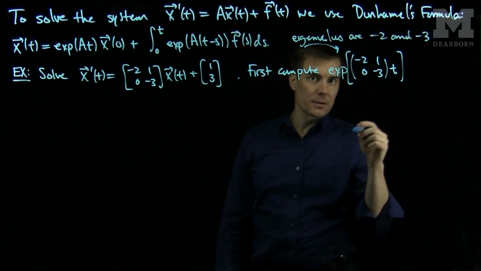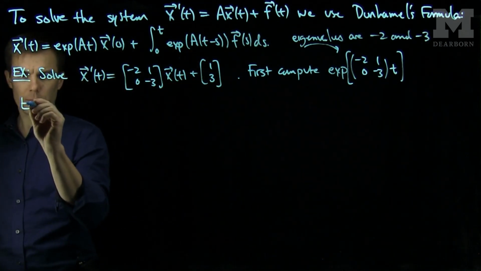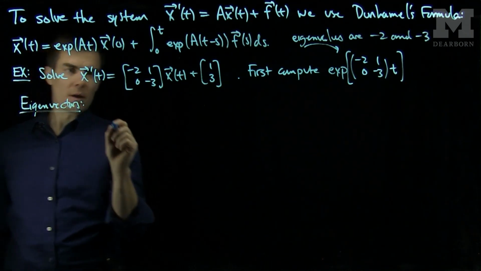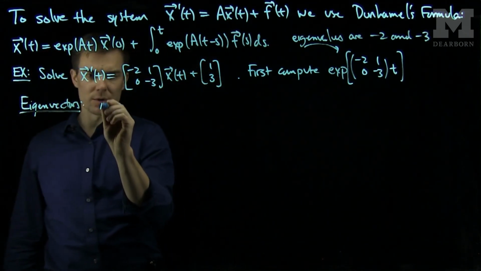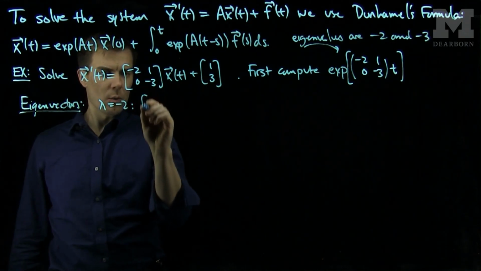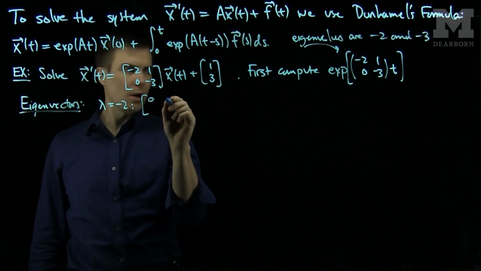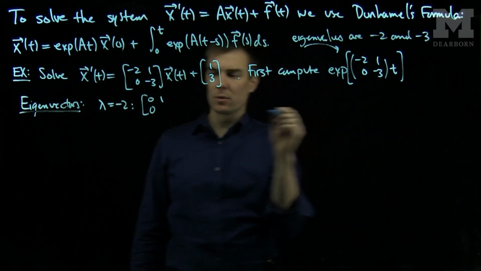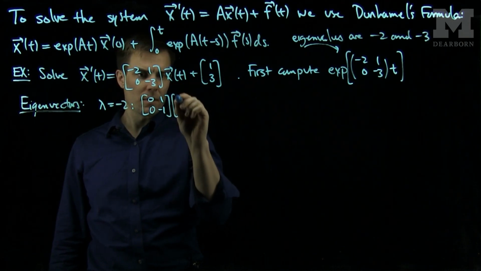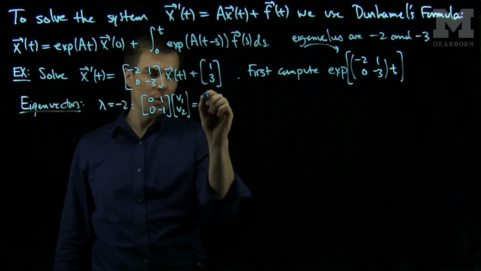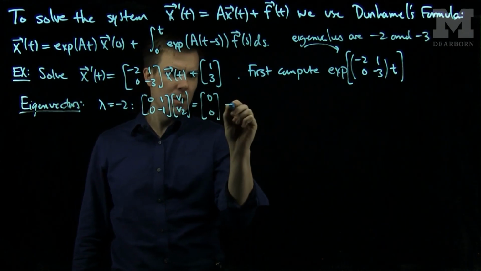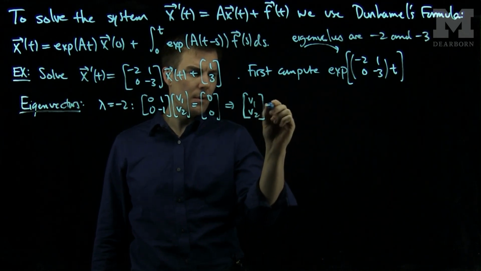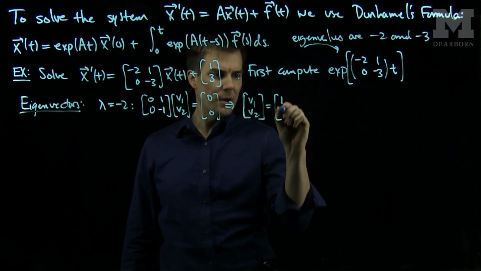And we can find the eigenvectors. The eigenvector that corresponds to lambda equals negative 2 will come from the matrix 0, 1, 0, and then I'll have a negative 3 minus negative 2, so that'll be a negative 1, times v1, v2 equals 0, 0. We'll get our first eigenvector, v1, v2, will be 1, 0.